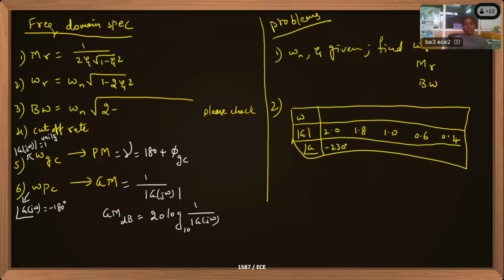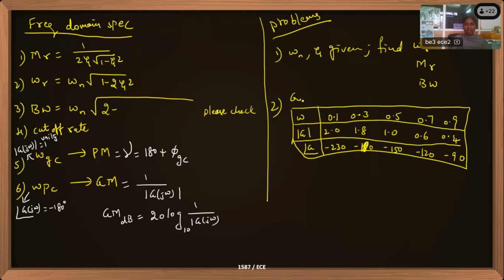And the phase angles, let them be minus 230, minus 150, minus 180 I will take here, minus 150, minus 120, and minus 90 degrees. And let the omega values be 0, 0.1, 0.3, 0.5, 0.7, 0.9.